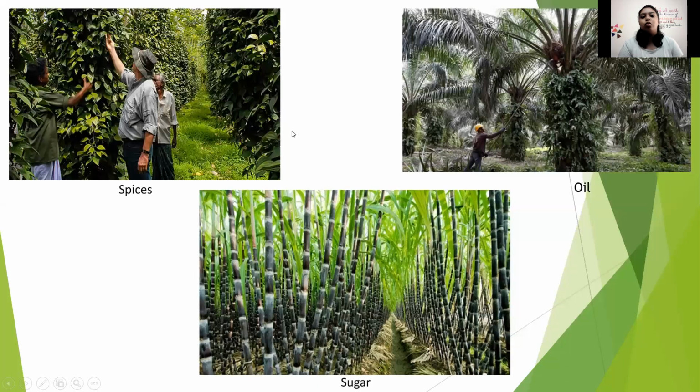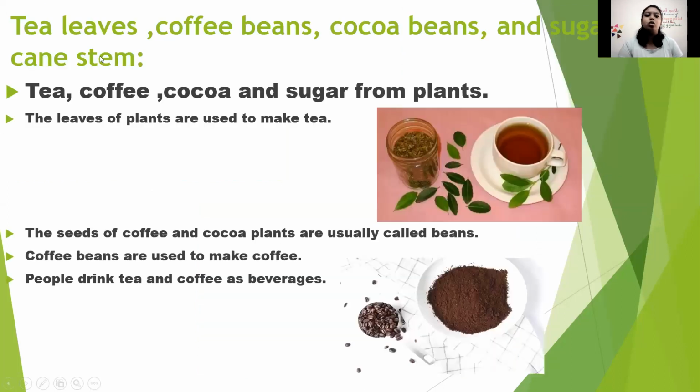Okay, so cocoa is used to make what, children? All of us know it is used to make chocolate. We'll be seeing that also. So now the plants that give us spices, they give us oil, they give us sugar also. So these are what we're going to talk about. Okay, so tea leaves, coffee beans, cocoa beans, and sugar cane stem.